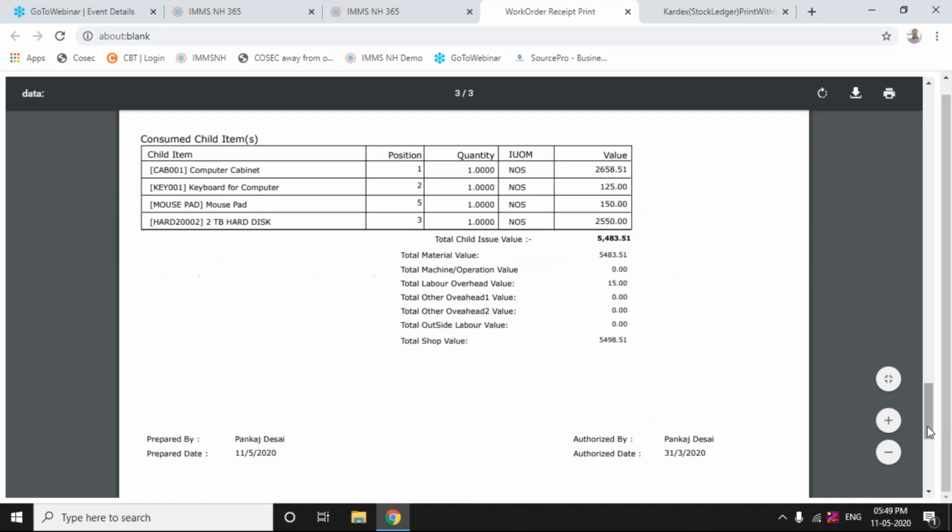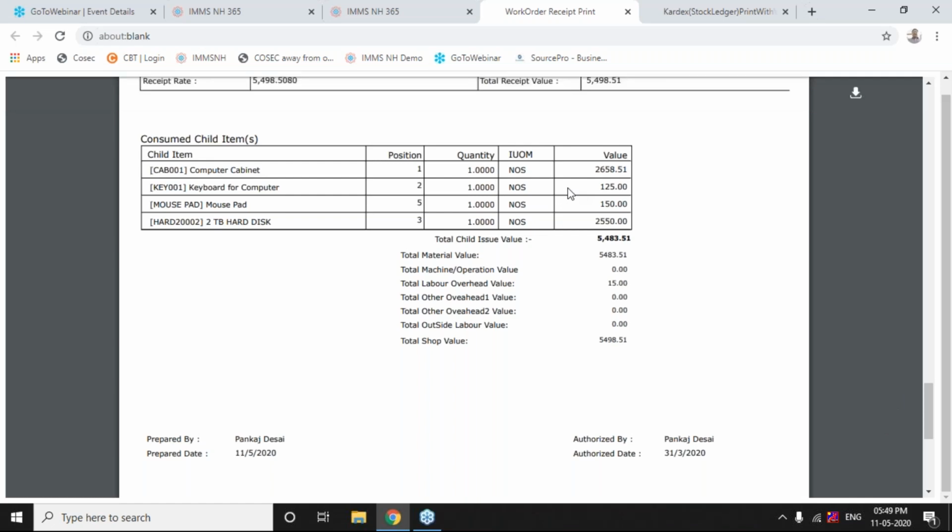Let's go further. For a computer right now, it says that it needed a computer cabinet, which was 2685. For keyboard, it was this. Cabinet consisted, we have not selected right now the work order for cabinet. Cabinet is consisting of, the BOM is defined as front cover plus back cover.